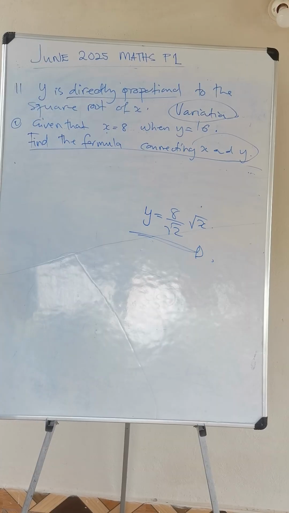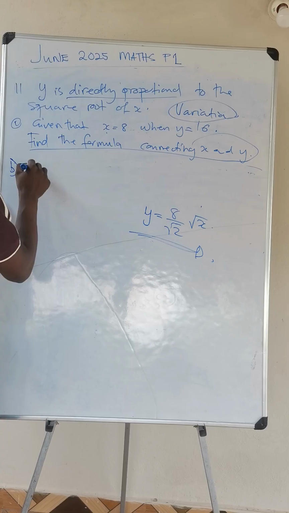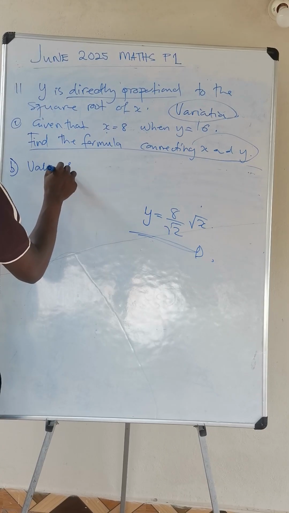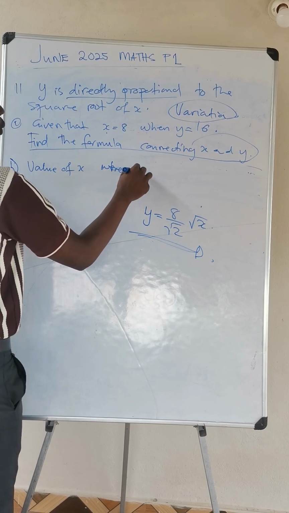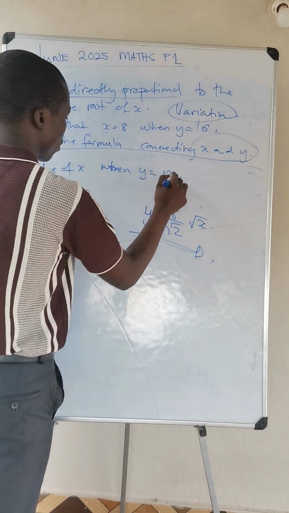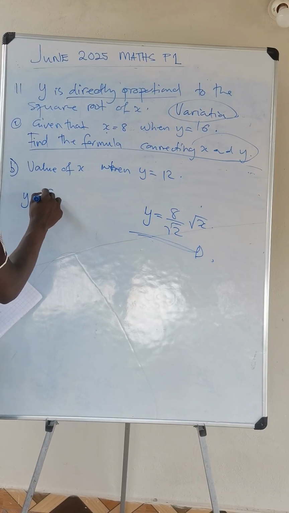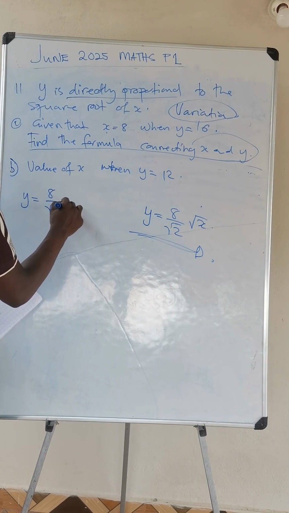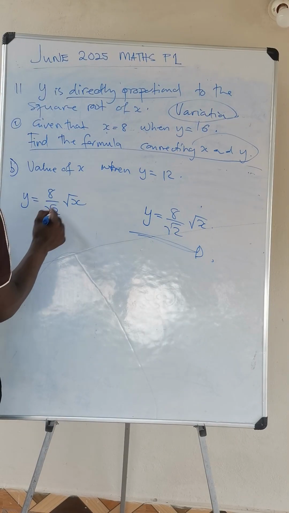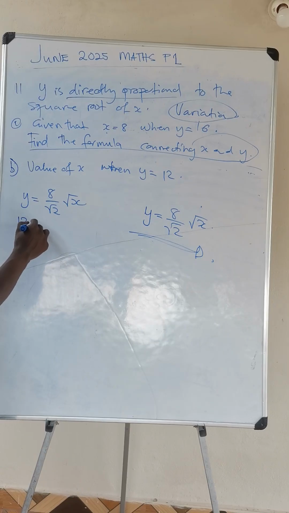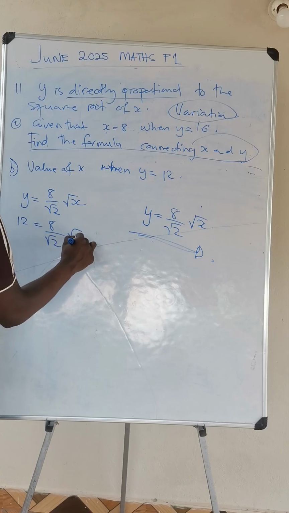So part B says find the value of x when y is equal to what? 12. So we just have to substitute here. So y is equal to 8 over root of 2 root of x. So we have to find the value of x. So we have to substitute here. So here is 12 is equal to 8 over root 2 root x.